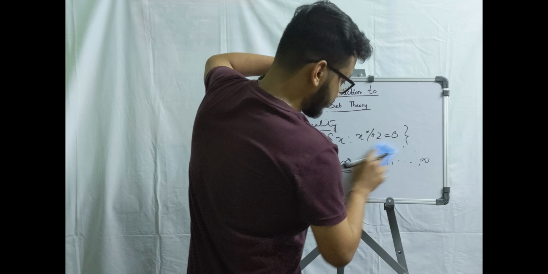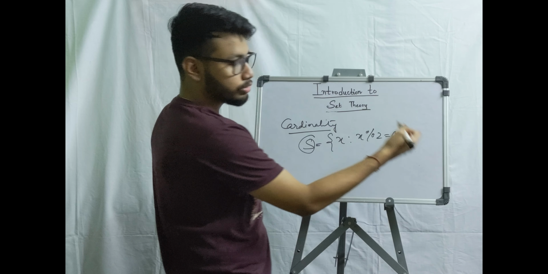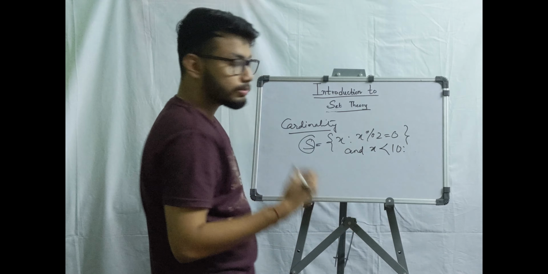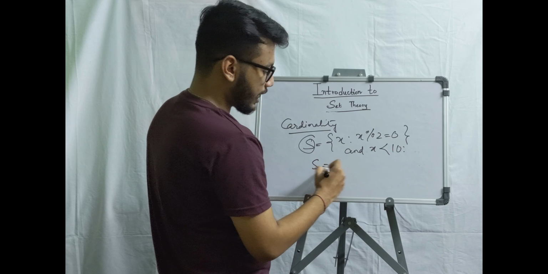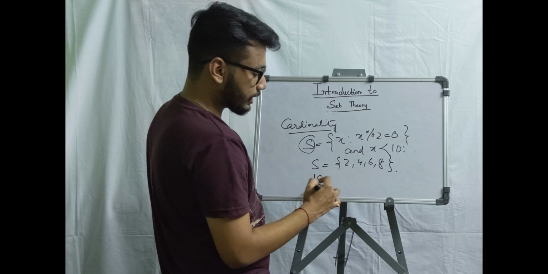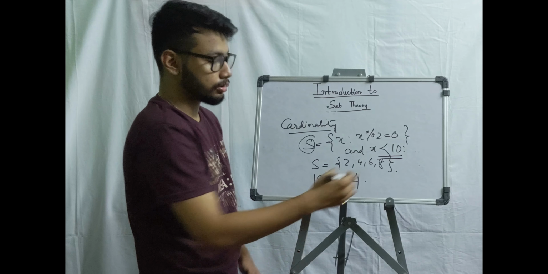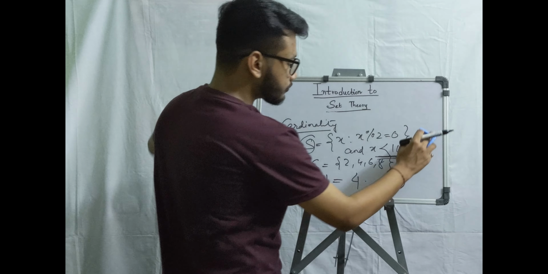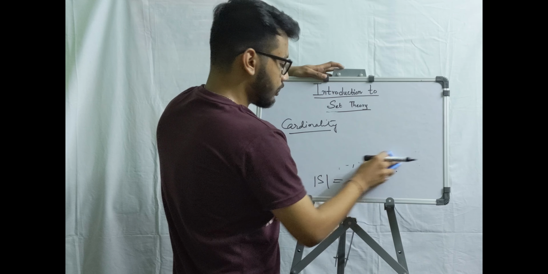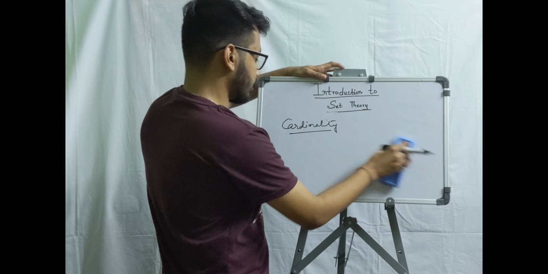But if I write it in this way, that x modulus 2 equals 0 and x is less than say 10, then what will be the cardinality? Obviously we know S will be 2, 4, 6 and 8, right? Therefore the cardinality of S is equal to 4, because we have included the bounding condition here, right? Okay, so we are able to understand what we mean by cardinality. Cardinality of a set can be infinity provided the conditions are not sufficient, right?